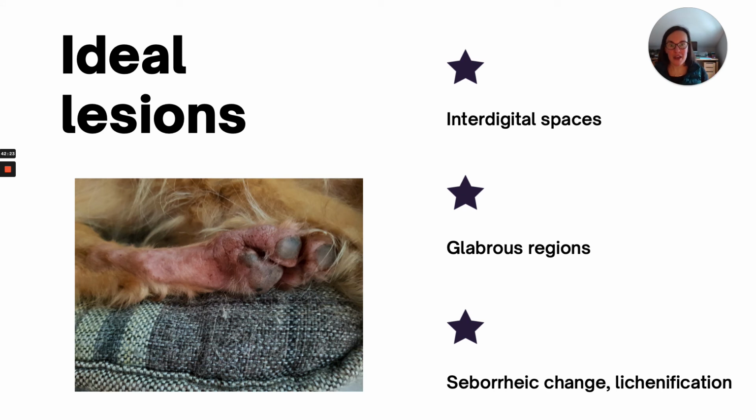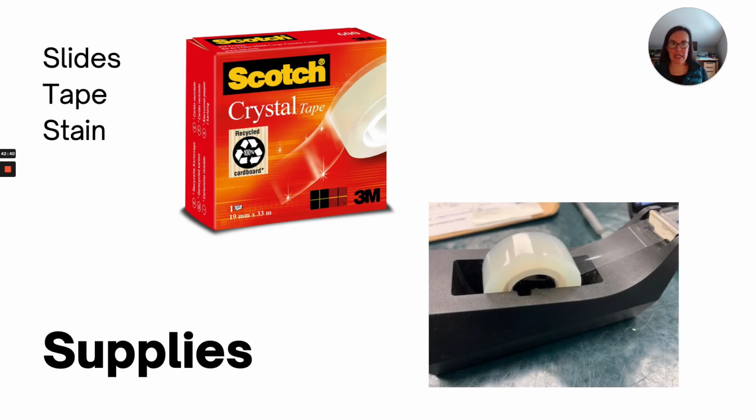So if you got a heavily seborrheic impression smear, I would not do step 1 with the fixative. I would just treat it like an ear slide. But as you'll see with the staining for tape preps, you don't have to do that because there's a special way that you stain them. So ideal lesions, basically anything that is interdigital. I think it's so much easier to get tape preps of interdigital spaces than it is to get an impression smear in those areas.